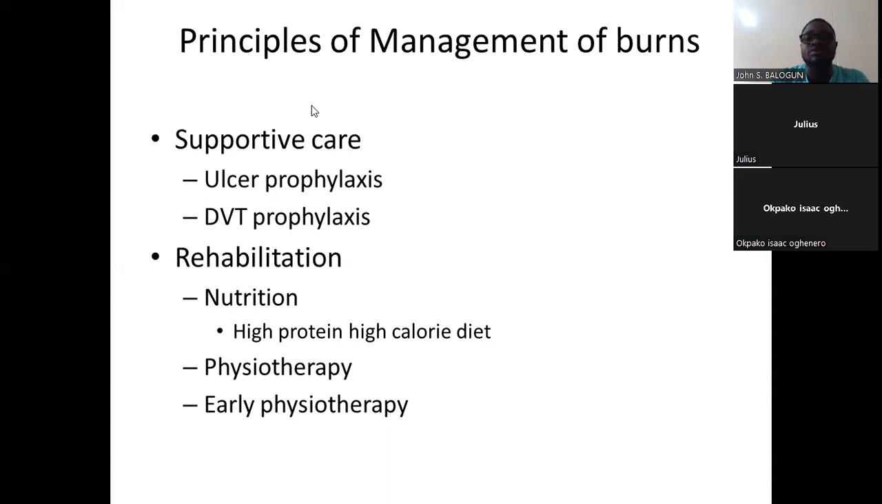Again, you want to recommend a high protein, high calorie diet to help the patient, for burn is a catabolic process. You want to bring in good nutrients that will help promote the anabolic process of wound healing. Early physiotherapy is very key for this patient to ensure that they regain their range of motion.